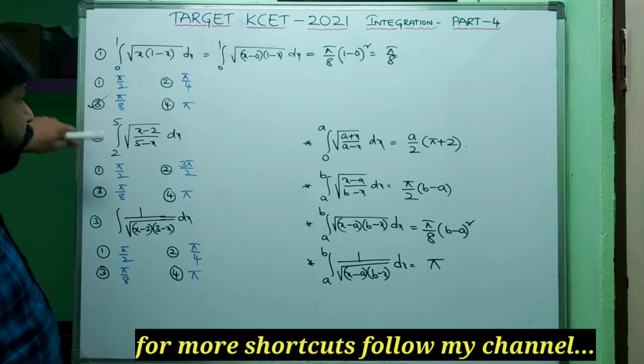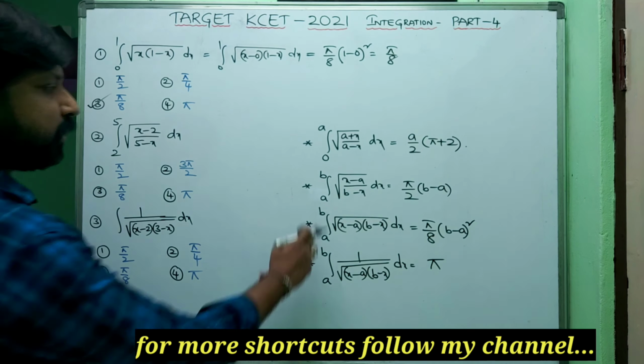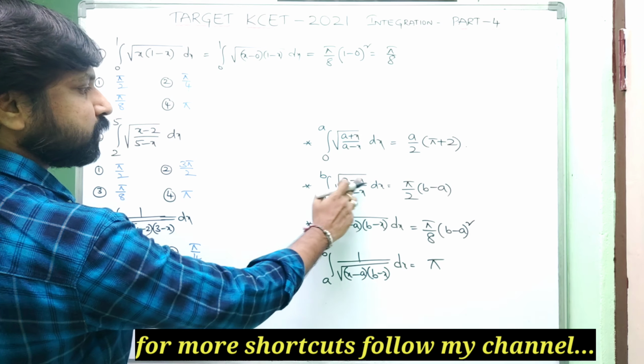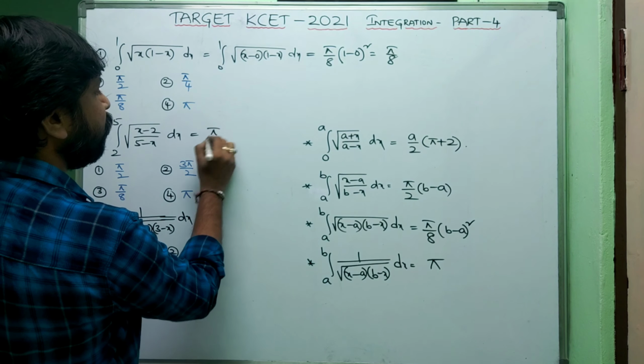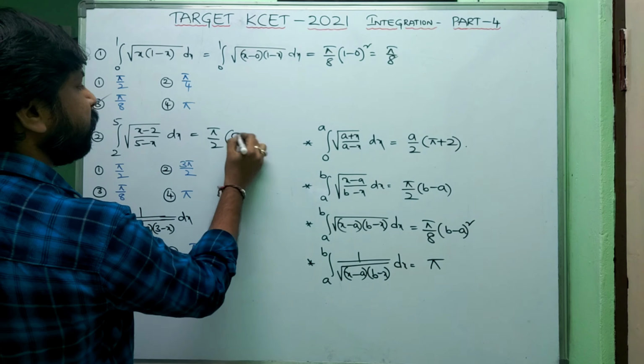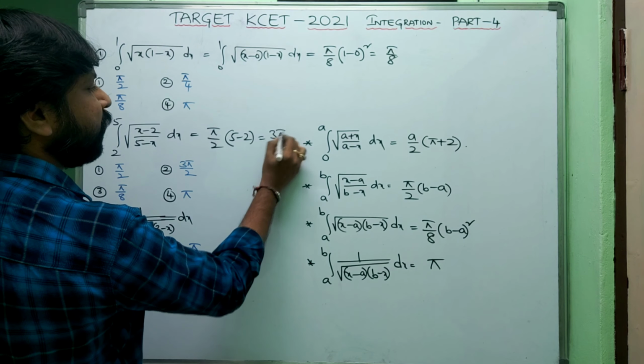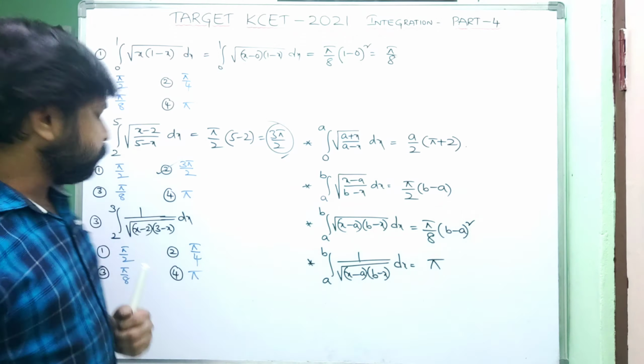The integral from 2 to 5 of root of (x minus 2) by (5 minus x) dx is exactly this formation only. (x minus lower limit) by (upper limit minus x) dx equals pi by 2 into (upper limit minus lower limit), 5 minus 2, that is 3 pi by 2. Directly you are getting the answer. Let us move to the next question.